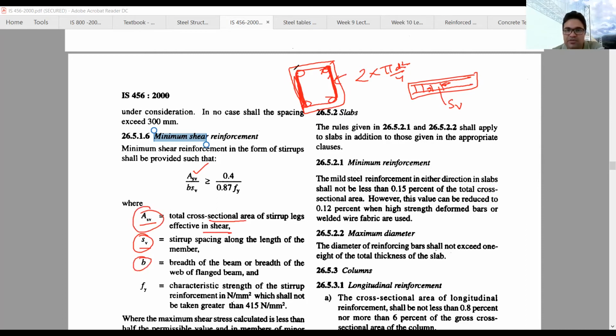Then B is the width of beam. This will be the width of beam. And Fy is the characteristic strength of the stirrup reinforcement. And generally, it should not be taken more than 415 Newton per mm square. Okay, so for HYSD bars, we will take Fy value as 415. Okay, so using this formula, we actually calculate the spacing, how much spacing should be there within the stirrups. So this is how we find out the minimum shear reinforcement in case tau v value is less than tau c.